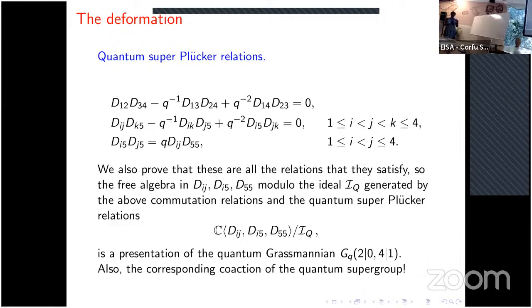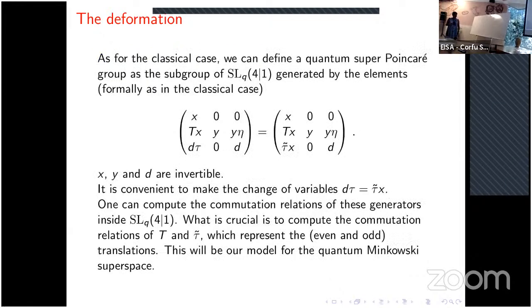The other important thing, which I have not written here, is that there is the corresponding action of the quantum supergroup on this quantum supergrassmannian. This is also non-trivial. One takes the coproduct inside SL(4|1) and then restricts it to the Grassmannian, which is a subalgebra of the algebra of the supergroup. So we have a well-defined coaction. In particular, as in the classical case, we can formally take these generators. Note that here X, Y, and D we will have to invert.